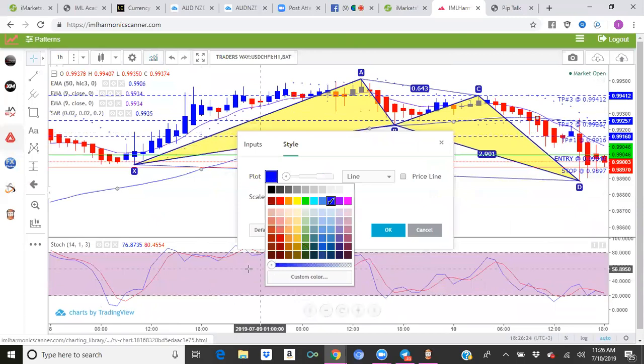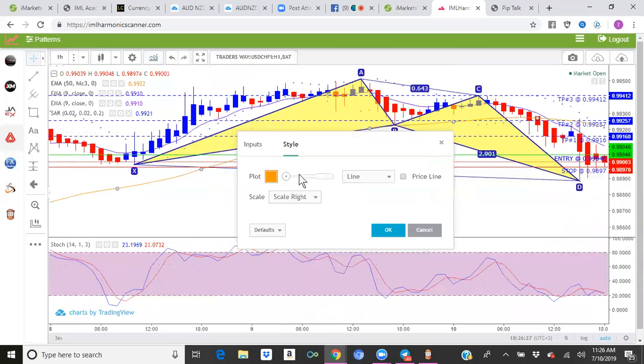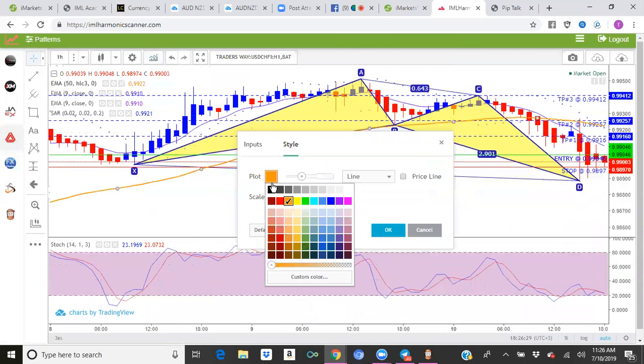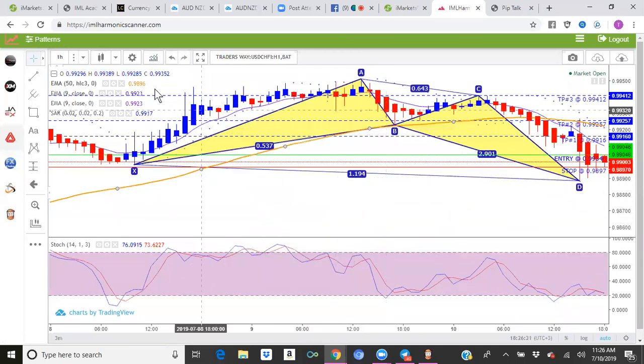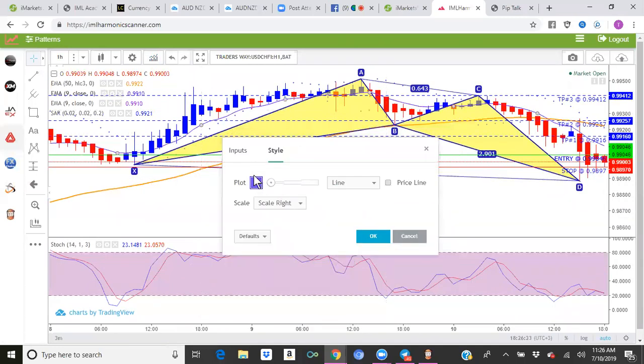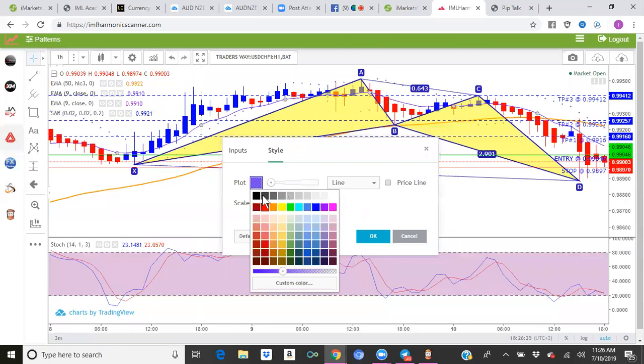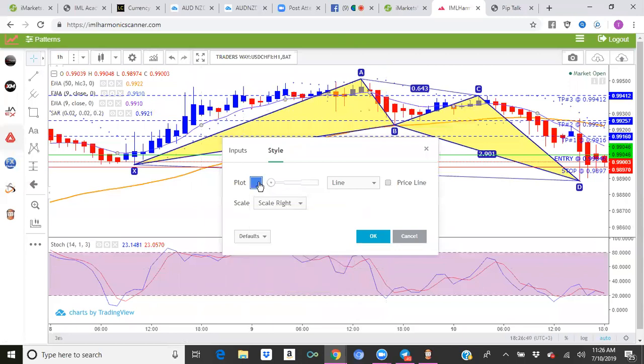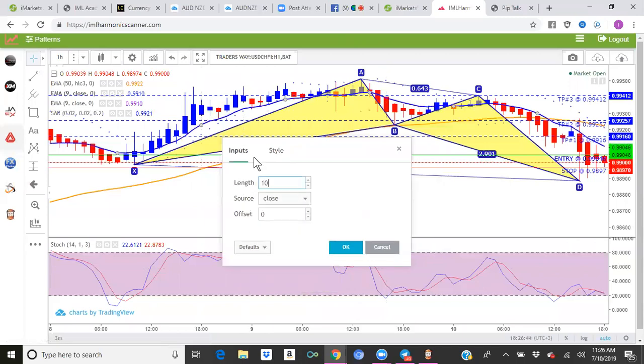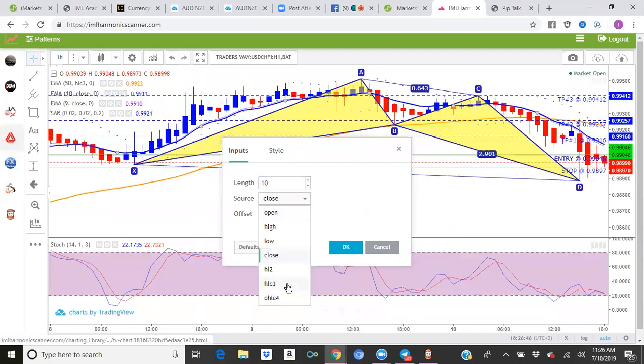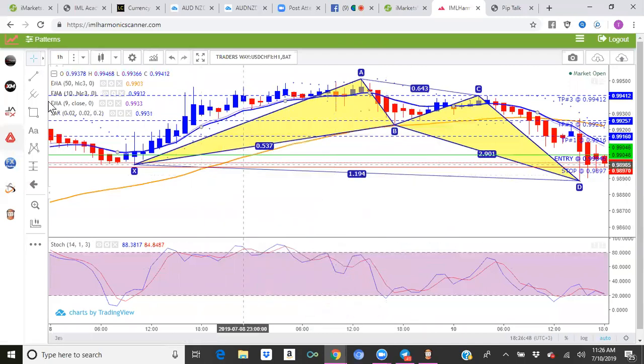Style, this one is orange. Make that line just a little bit thicker. Press OK. The second moving average, that color is blue. I like to slide my color over first. This one is a 10. The source is HLC3 as well.